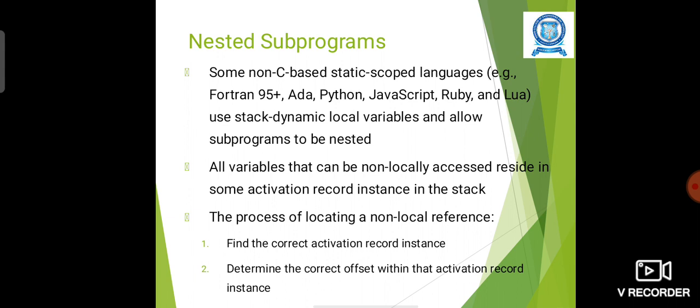Some non-C based static scoped languages use stack dynamic local variables and allow subprograms to be nested. All variables that can be non-locally addressed reside in some activation record instance in the stack. The process of locating a non-local reference: find the current activation record instance, and determine the correct offset within that activation record instance.